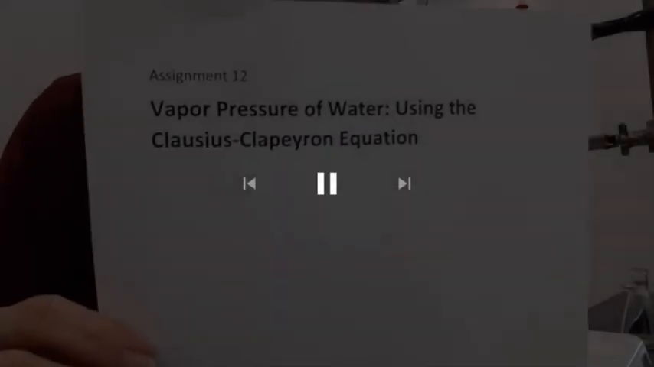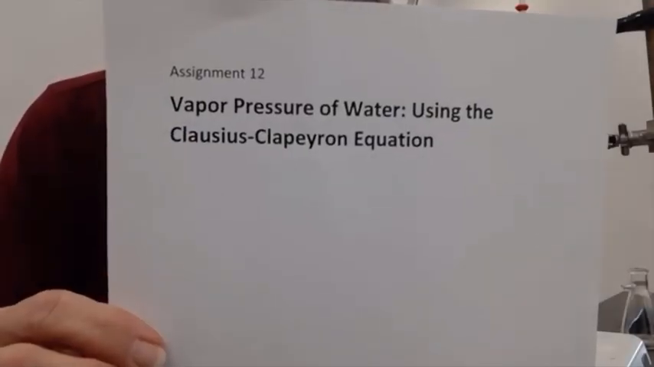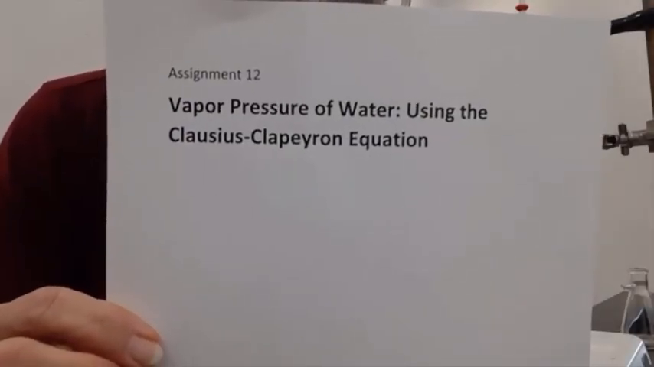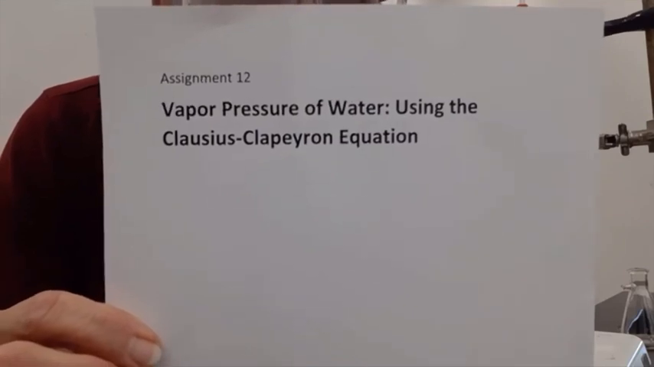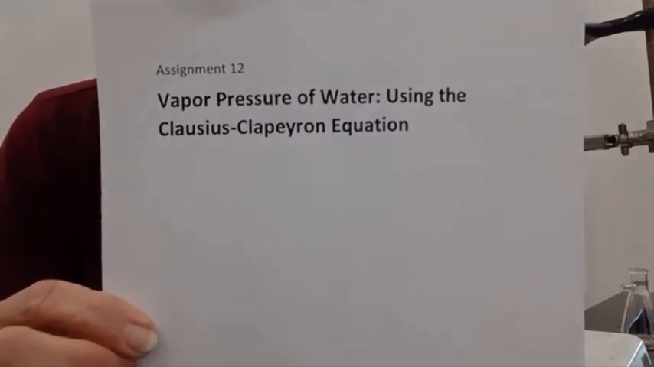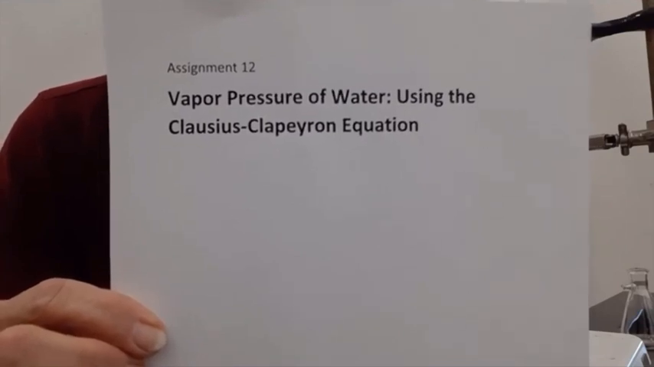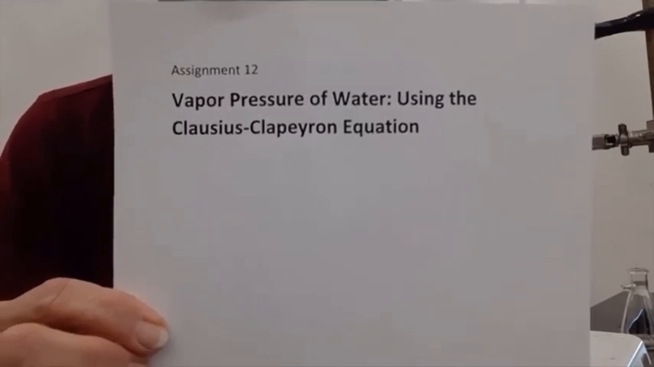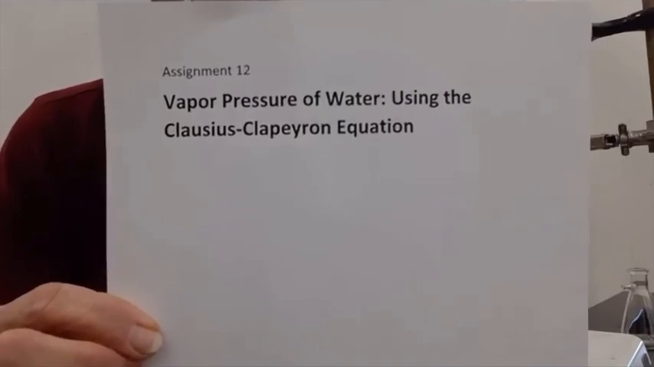Hi, this is the introduction to Lab 11, the vapor pressure of water using the Clausius-Clapeyron equation. What we're going to do with the Clausius-Clapeyron equation is come up with a value for the enthalpy of vaporization for water.